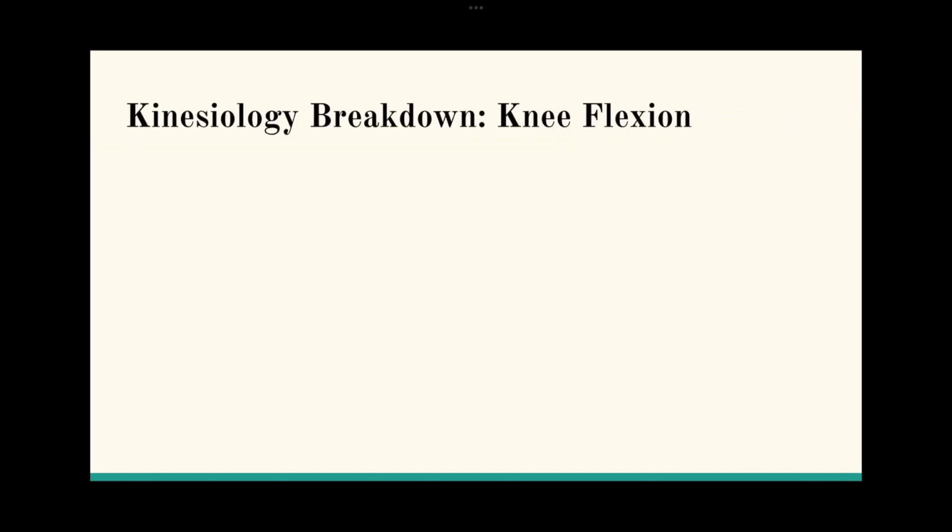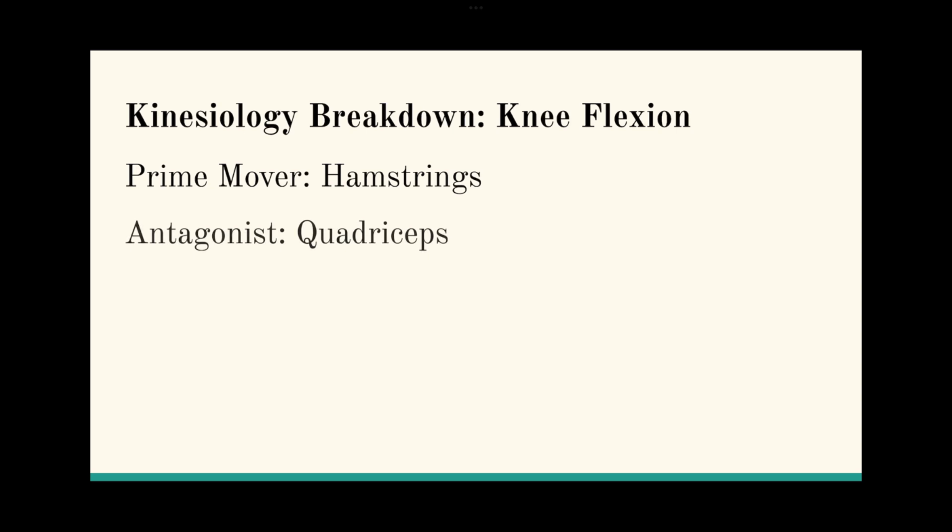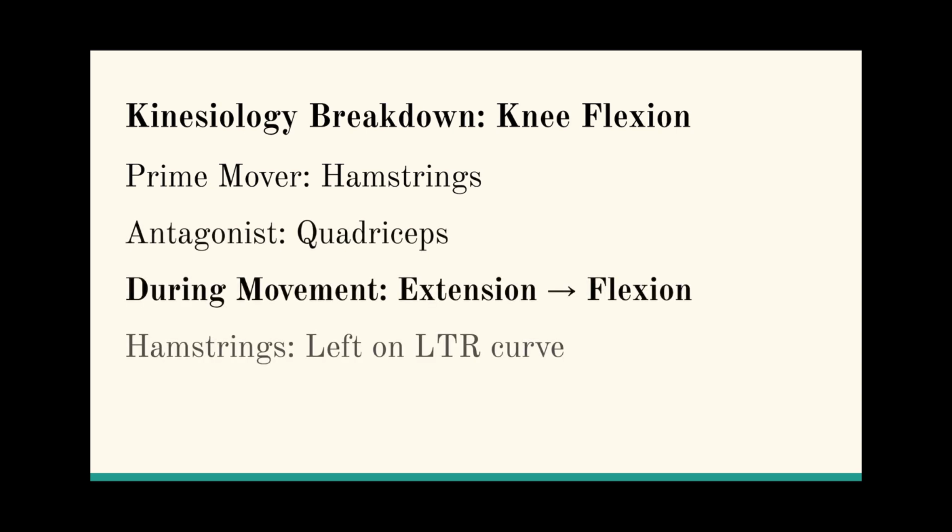For knee flexion, the roles are reversed. The prime movers are the hamstrings, where the antagonists are the quadriceps. By flexing the knee, the hamstrings are performing a concentric contraction, which moves left on the LTR curve, where the quadriceps are contracting eccentrically, moving right on the LTR curve.